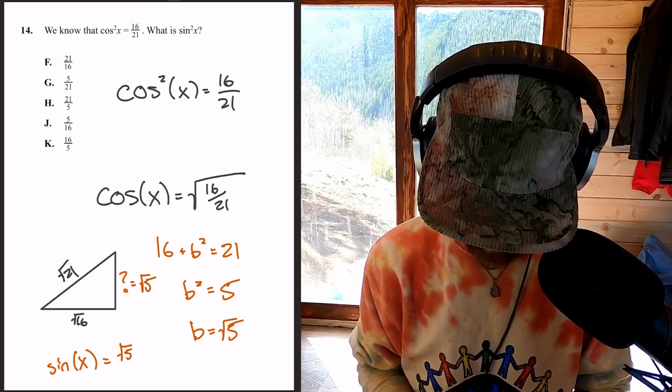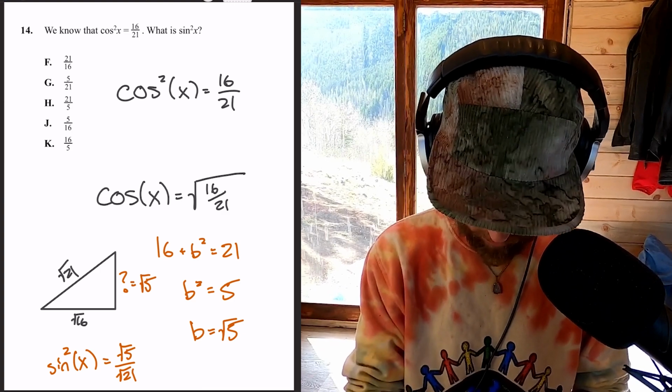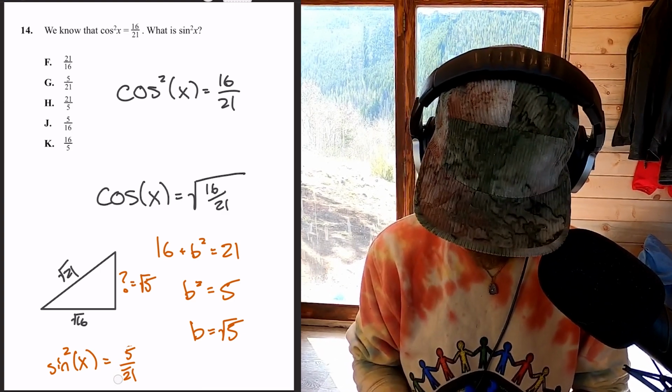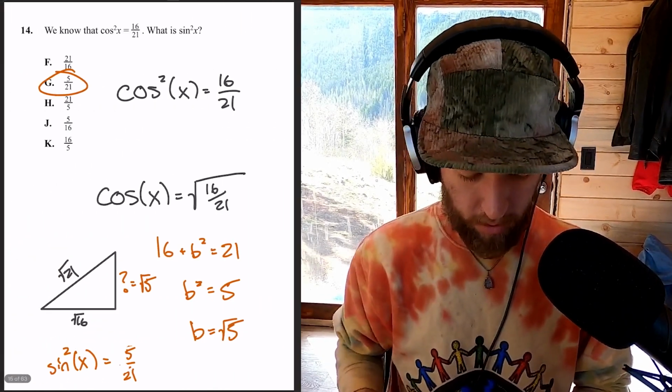So sine of x is square root 5 over square root 21. Therefore, sine squared of x just helps us get rid of these square roots: 5 over 21. Love it. Answer G, by the way.